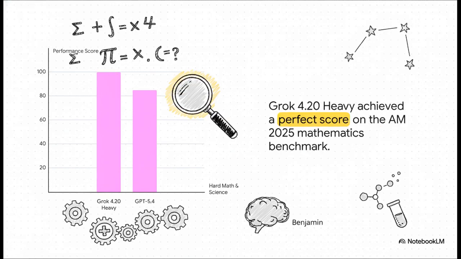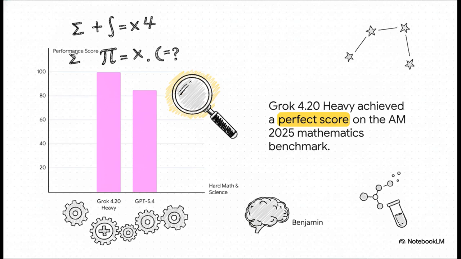But if you flip the script over to hard math and bleeding-edge science, the picture changes completely. Grok 4.20 Heavy, with its logic specialist Benjamin, scored a perfect 100 on the AIME 2025 mathematics benchmark. It also leads the pack on the GPQA Diamond test, which is for expert-level graduate science questions.